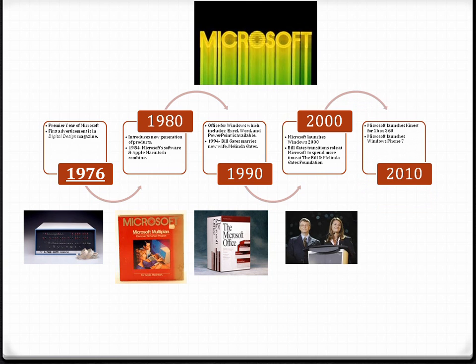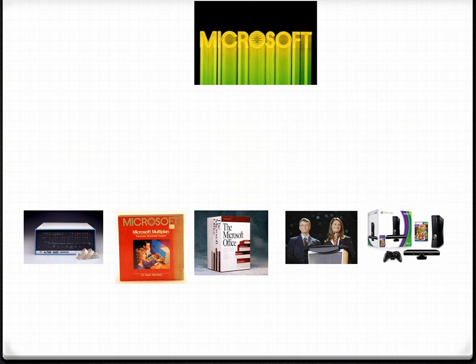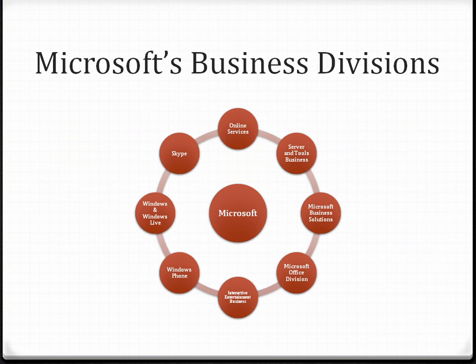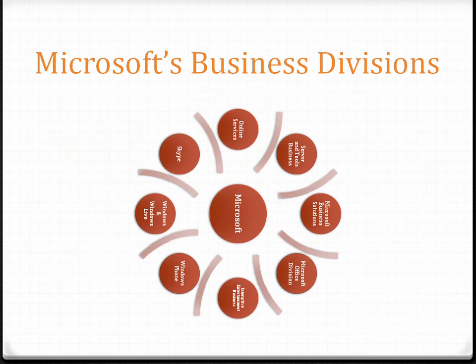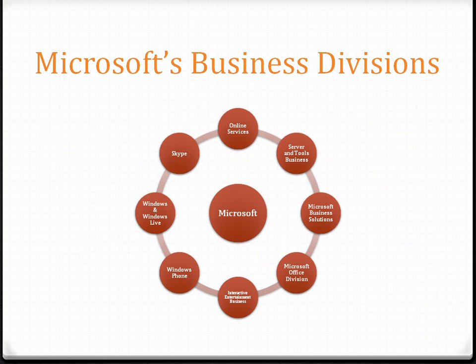2010, Microsoft launches Kinect for Xbox 360. I'm pretty sure a lot of us have enjoyed Dance Dance once or twice. And Microsoft launches Windows Phone. Microsoft has 8 divisions. Online services, server and tools business, Microsoft Business Solutions, Microsoft Office Division, Interactive Entertainment Business, Windows Phone, Windows and Windows Live, and Skype.